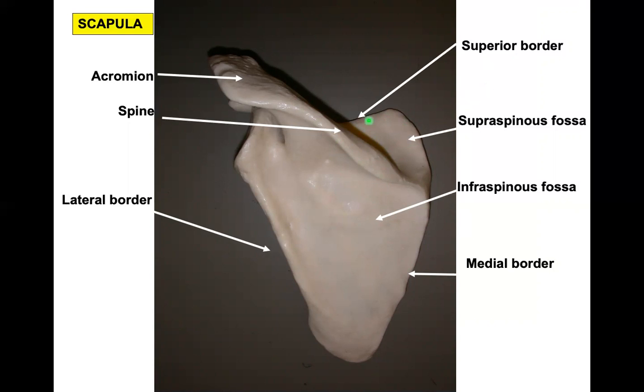The top portion is a flat piece of bone, or shallow and broad surface. The top part is called the supraspinous fossa. Supra as in superior, spinous as in above the spine, supraspinous, above the spine, and again, fossa is the surface. This larger surface that sits below the spine is referred to as the infraspinous fossa.